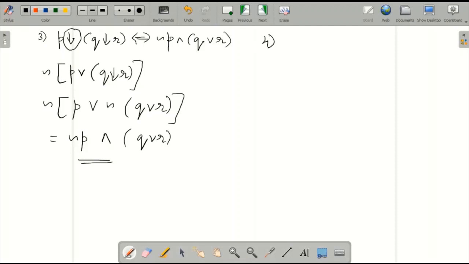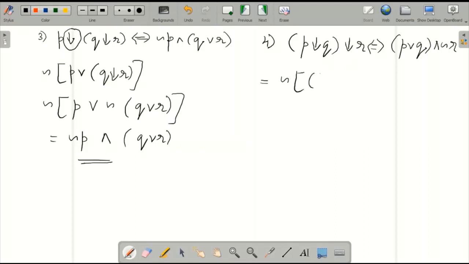Fourth one is P and Q nor R is logically equivalent to P or Q and negation of R. So over here let us solve the outer section, then we'll go to the inner section. I'll replace this with not and or. So it will be not over the entire section. Then you have P Q or R. This is the left hand side.